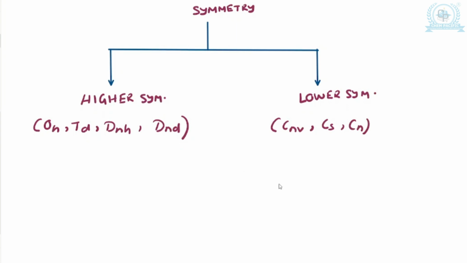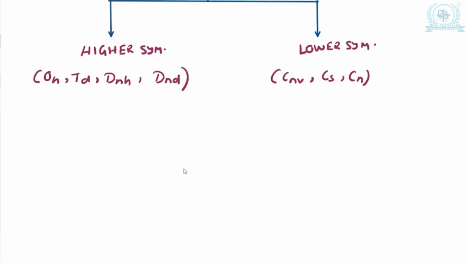In the case of higher symmetry, what happens? The higher the symmetry of the complex, the lower the stretching frequency bands. So the higher the symmetry, you have fewer CO bands. And inversely, the lower the symmetry, you have more CO bands.